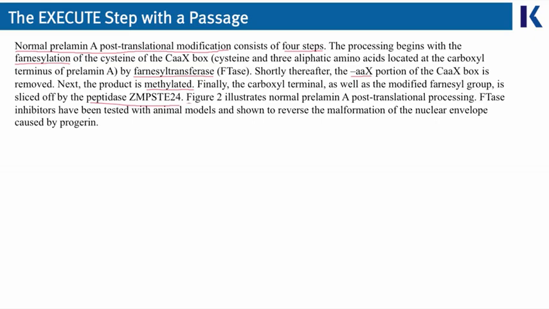We're given a reference to a figure, which will be helpful to visually demonstrate what happens during this process, and at the very end of the passage, we're given a quick note that FTase inhibitors appear to reverse some of the malformations illustrated in paragraph 2, and therefore may be a potential therapy for this disorder. There's a lot of information in this paragraph, so again, it's not worth writing all of it down, but an appropriate label for this paragraph would be noting that it's illustrating the process of normal post-translational processing for prelamin A.